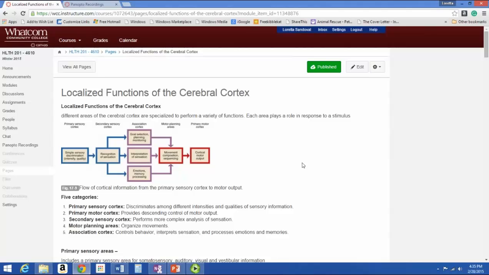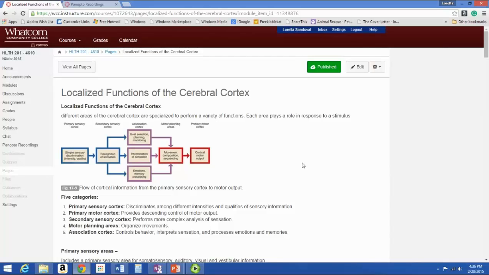So the big picture, and we'll talk about these 5 specific areas. The 5 areas we're going to talk about are the primary sensory cortex, primary motor cortex, secondary sensory cortex, motor planning areas, and the association cortex. The primary sensory cortex performs simple sensory discrimination. It discriminates intensity and quality of a sensation, and then it passes that information to the secondary sensory cortex.